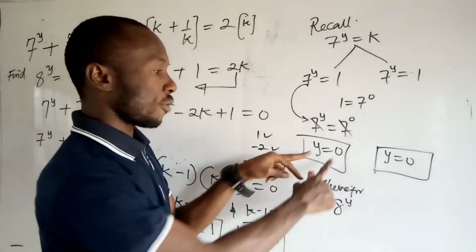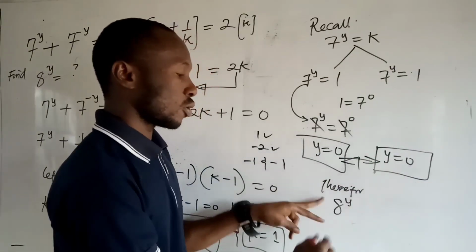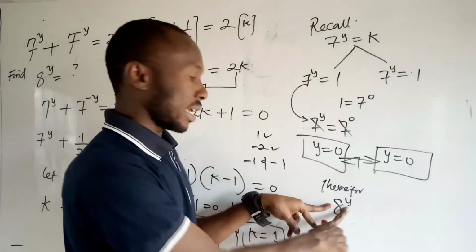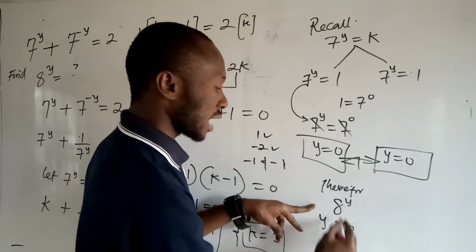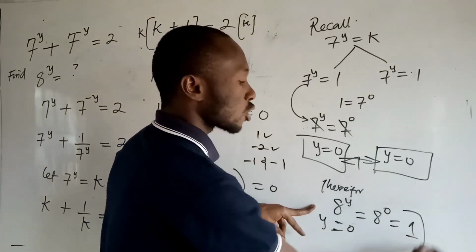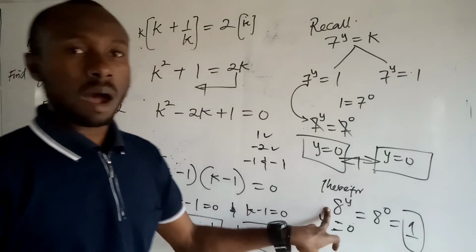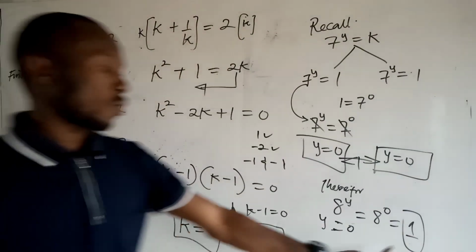Now we've gotten the value of y to be 0, and these two could just be the same answer. So you just plug in the value of y here. y now is equal to 0, so this becomes 8 to the power 0, which is equal to 1. So the value of 8 to the power y from the given equation is just 1.